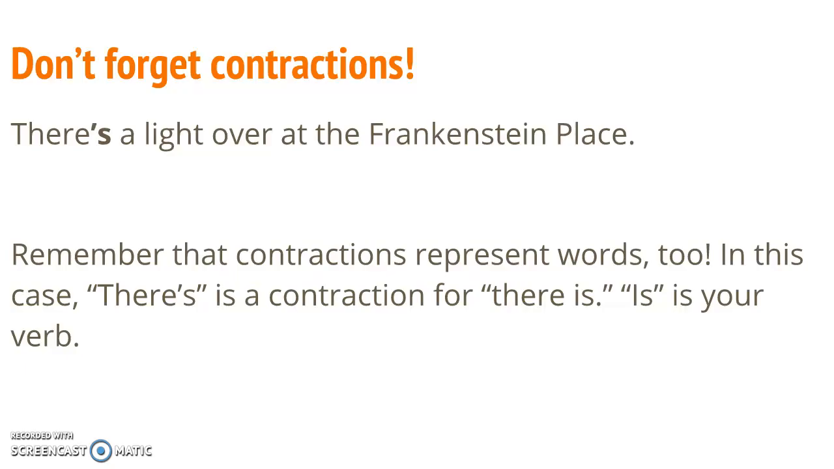You also don't want to forget contractions. So in our sentence, there's a light over at the Frankenstein place. The contractions represent words too. So in this case, there's is a contraction for there is. Is is your main verb.